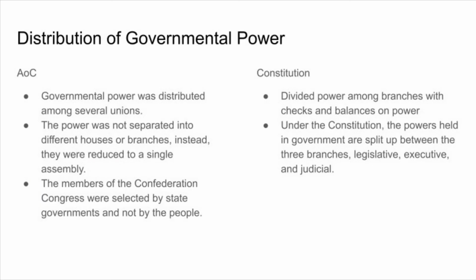Now we're going to look at the distribution of government power between the Articles and the Constitution. In the Articles, the power was distributed among several unions, and instead of branches or houses, the unions had a single assembly where they made most of their decisions. The members of the union were also selected by state governments rather than the people's vote, which led to corruption. In the Constitution, they created 3 branches, the legislative, executive, and judicial branch, and each branch had checks and balances on each other's power that made the process of passing and creating laws balanced.